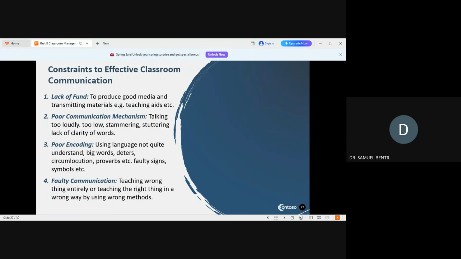Then poor encoding, using language not quite understandable to your learners, big words, jargon that is beyond your students, like circumlocution, proverbs, faulty signs, symbols, which at times students at their level are not able to comprehend. Then we have faulty communication, that is teaching the wrong thing at the wrong time, or teaching the right thing in the wrong way by using the wrong method. That's faulty communication. When you deviate from what you are teaching, it's faulty communication.